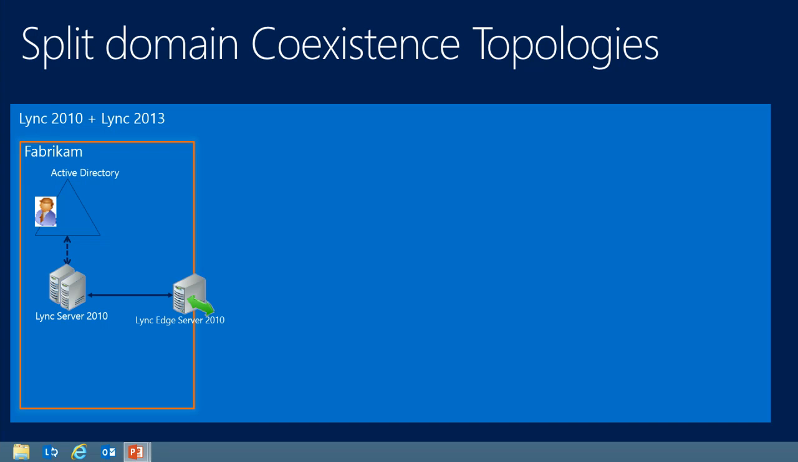So the coexistence topologies themselves. Today, you may have Lync 2010 on-prem. A Lync 2010 Edge server suffices. You must be at the latest and greatest CU. Honestly, it was CU 5 where you needed to be, but get to the latest and greatest CU, right? As long as you're there, Lync 2010 can go through and do split domain with Lync 2013 in Office 365.